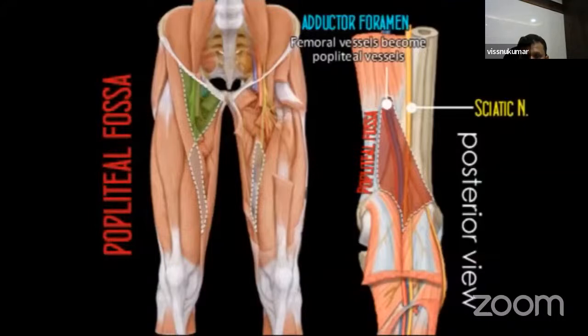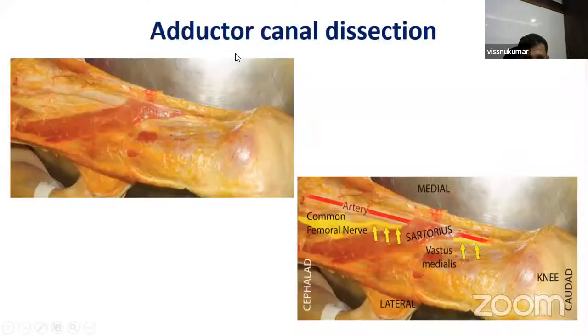Okay. Now, what are the contents of the adductor canal? The femoral artery is going to divide and give out branches. The superficial femoral artery will be there, and you have the saphenous nerve and the nerve to vastus medialis. So this is the anatomical dissection. Here you can see the muscle which is going from lateral to medial, the sartorius, and here you can see the femoral artery, and here the common femoral nerve, and it is going to branch, mainly the saphenous nerve is going to enter into the adductor canal.